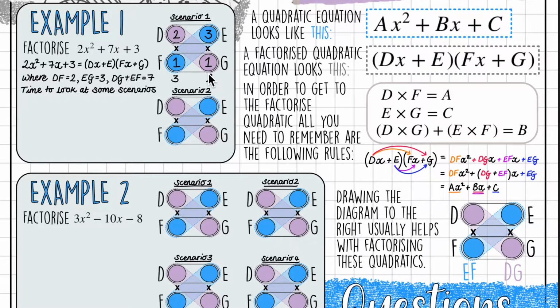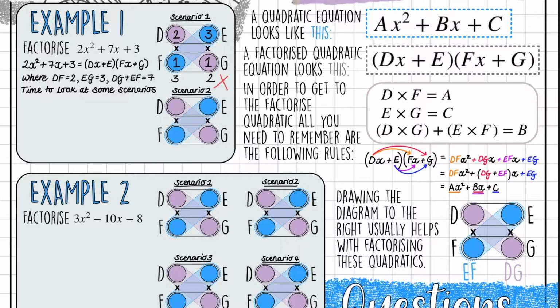This number here is dg, 2 times 1. And this number here is ef, 3 times 1. This rule says that dg plus ef must equal 7. Here dg equals 2, and ef equals 3. 3 plus 2 is 5. Therefore, we haven't satisfied this rule here. So this scenario doesn't work for us.